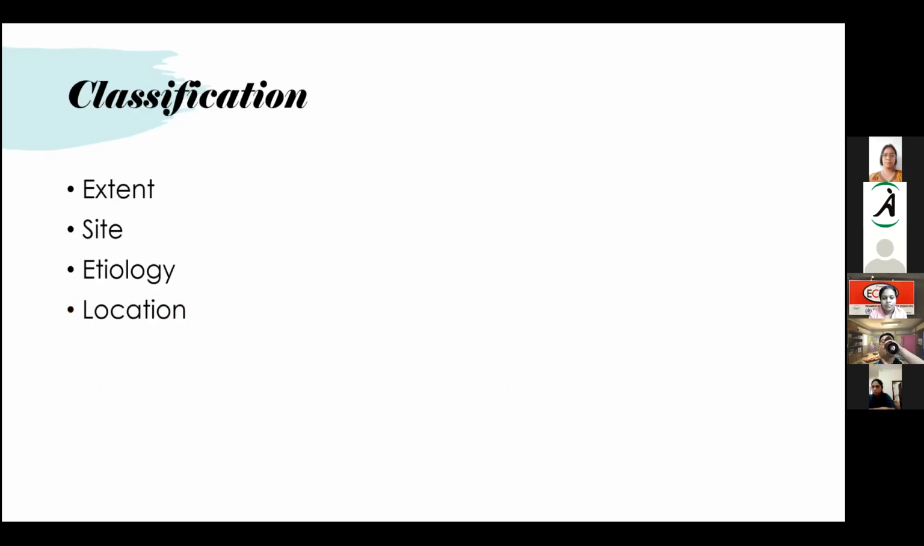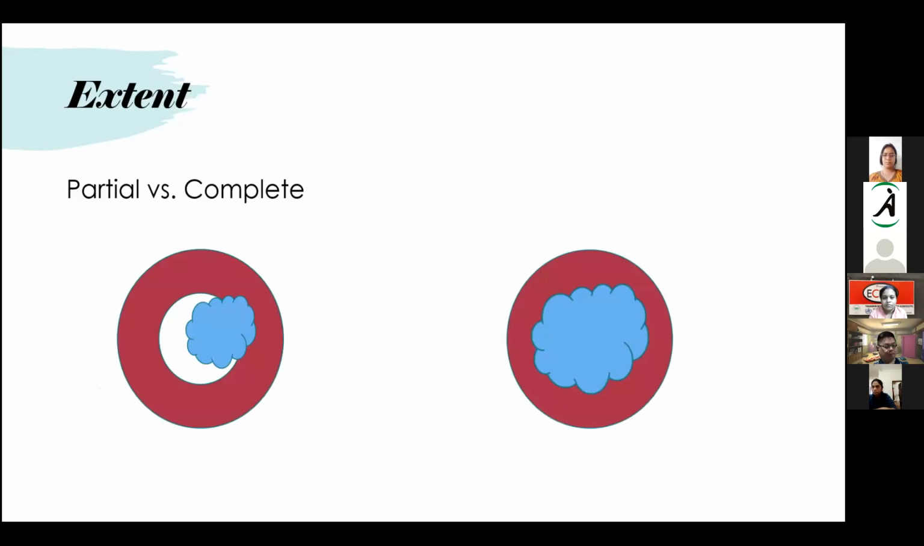So coming to the classification, bowel obstruction can be classified on the basis of various things. Mainly it can be classified on the basis of the extent, the site, the etiology, and the location. So the extent is basically partial versus complete obstruction. It is pretty clear, right? If the obstruction is complete, for any reason that tumor or mass is completely occluding the lumen of the bowel, it is termed a complete obstruction. And if the obstruction is partial, which is usually the case, then it is called a partial obstruction.